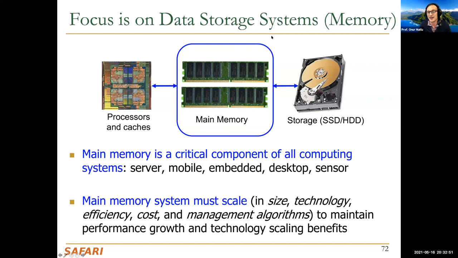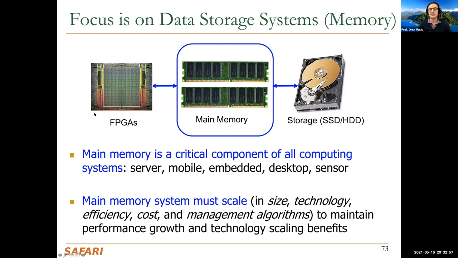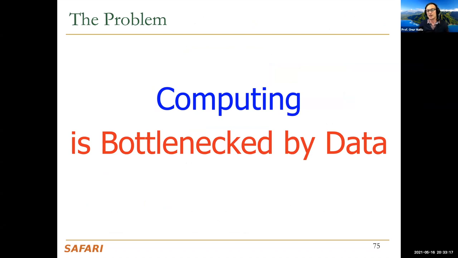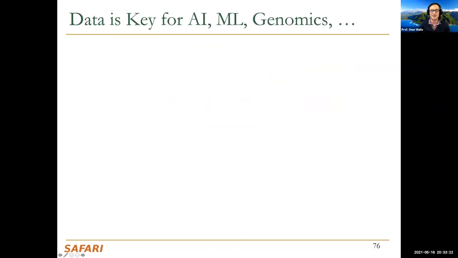And main memory is very fundamental, basically. It doesn't matter what kind of computing units you attach to it: processors and caches, FPGAs, GPUs, machine learning accelerators, Google's machine learning accelerators, Cerebras' wafer scale engine, for example. They're all bottlenecked by main memory in the end, and bottlenecked by this dichotomy between processing, computing, and memory. And we're going to hopefully try to deconstruct that dichotomy today. So the problem today is computing is bottlenecked by data, and I'm going to give you examples of this.